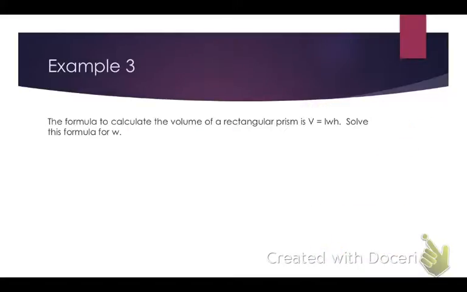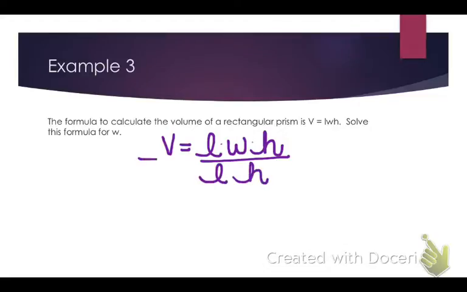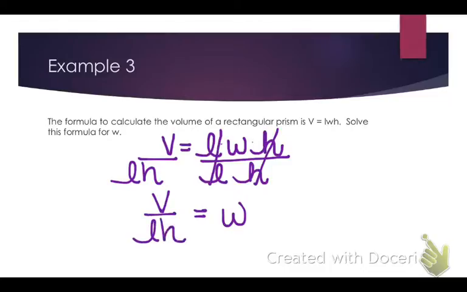In example 3, we're told that the formula to calculate the volume of a rectangular prism is volume equals length times width times height. We're told to solve this formula for W. Now, in this problem, length, width, and height are all held by multiplication. So, to get rid of them, I'm going to divide, and I can do this all in one step. I want to get rid of the length and the height, so I'm going to divide both sides by length times height. That's going to cancel. L divided by L and H divided by H would both be 1, so I'd be left with W equals the volume divided by the length times the height.